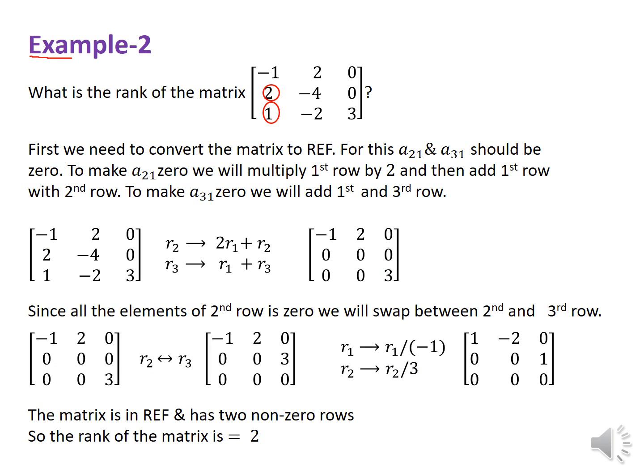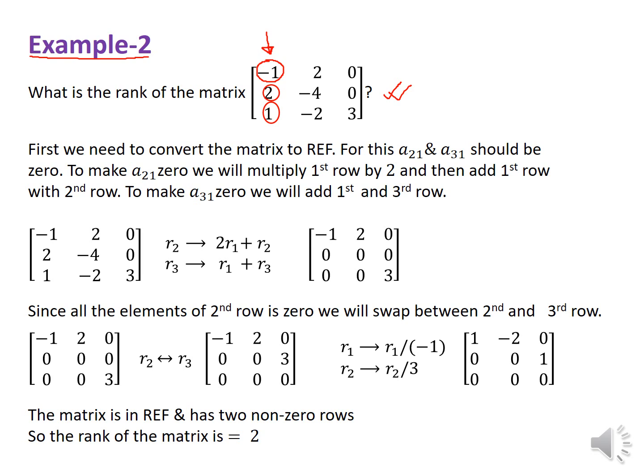We have another example here. For this matrix, we will show how to find the rank. First we will convert the matrix to row echelon form. Now we see that the leading element of the first row is -1. According to the condition, in the first column all other elements except the leading element will be 0.